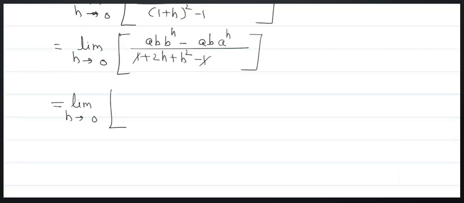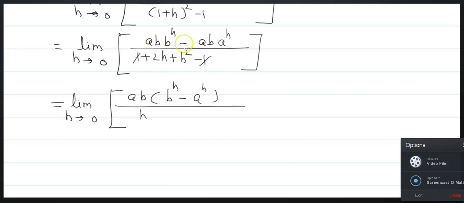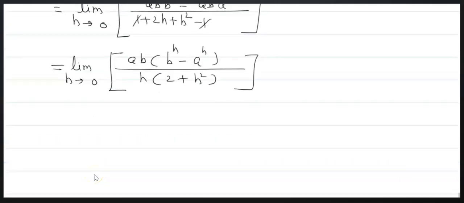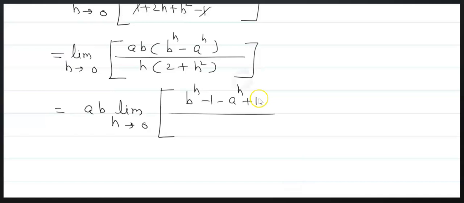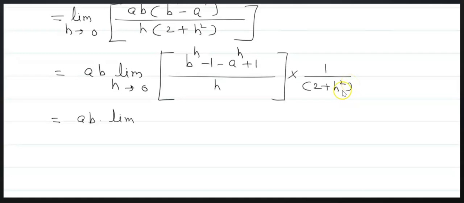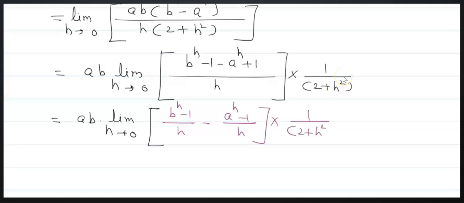Limit h tends to 0. If you take ab common, then you will get b raised to h minus a raised to h. Again, h is common from these two, then in the bracket you will get 2 plus h. It was written by mistake, here it is 2 plus h. Now plus 1 and minus 1 are adjusted in the numerator. That is, 2 plus h must be there. I will change it.